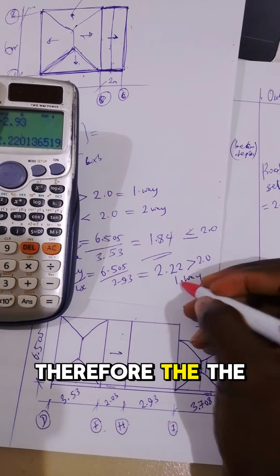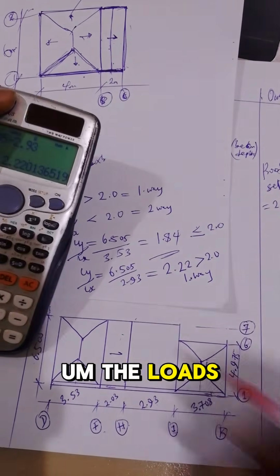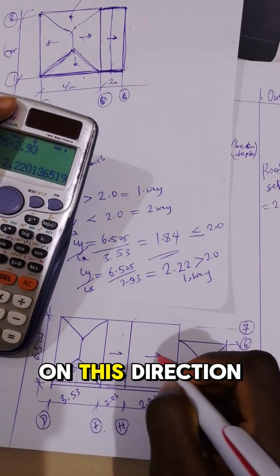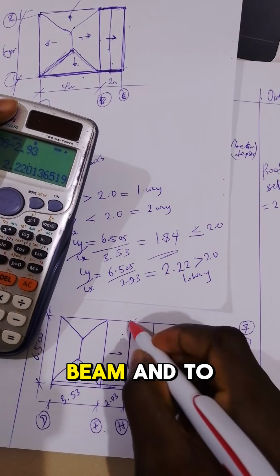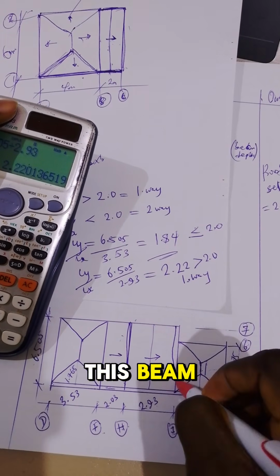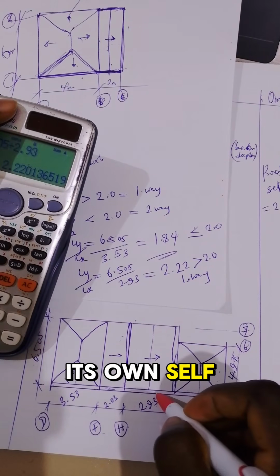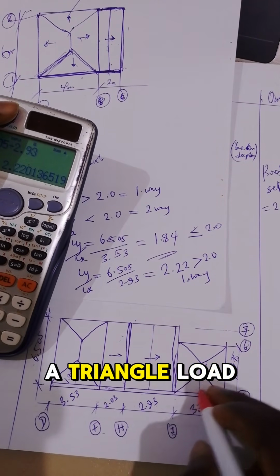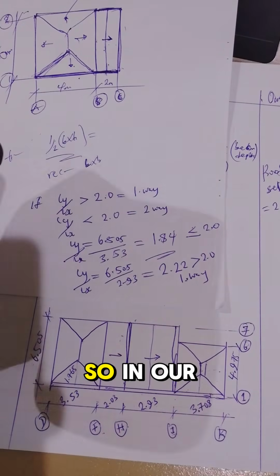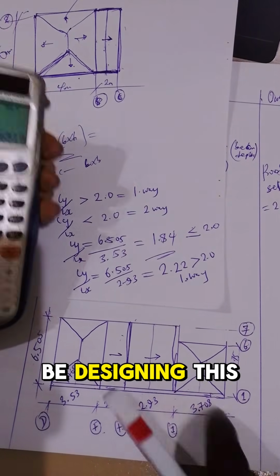Therefore the loads will be spanning in this direction. So it will be distributed to this beam and to this beam. Here we'll be carrying its own self weight alone, whereas here we also go with a triangle load on this area. So in our next class, we'll be designing this.